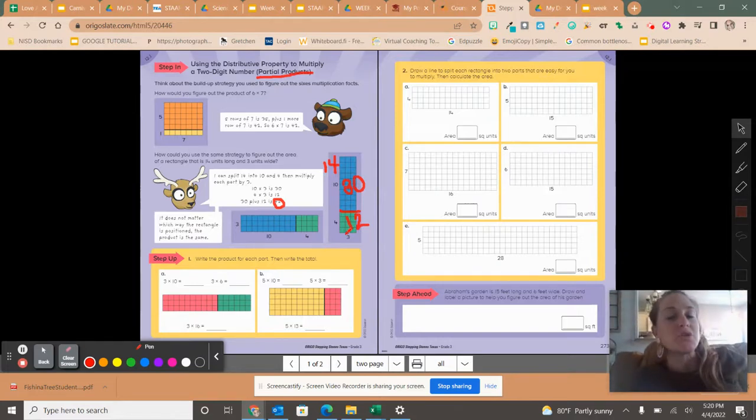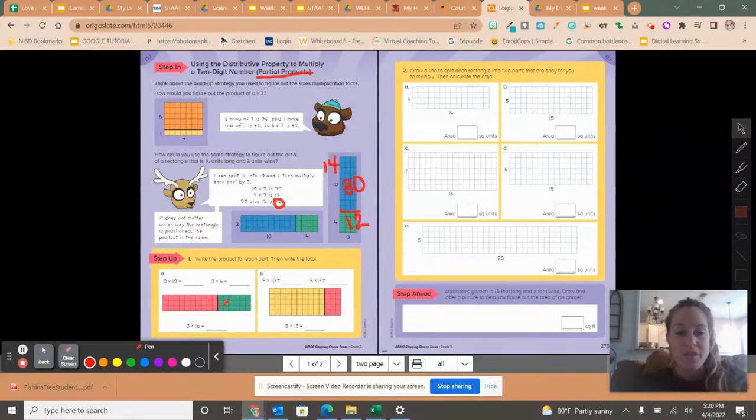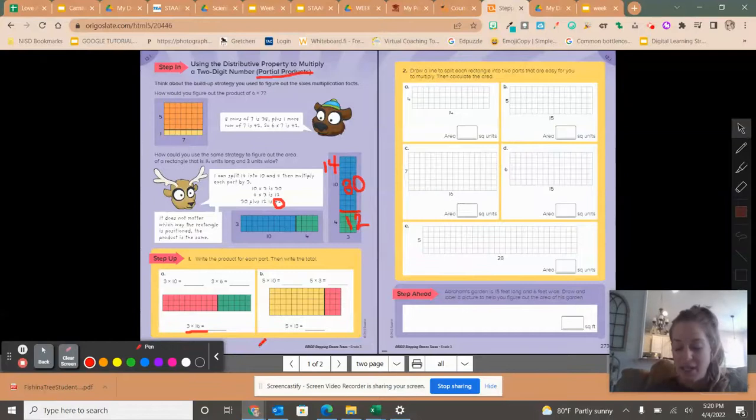So we're going to practice partial product on here. It says write the product for each part, then write the total. So as you can see, the number sentence is 3 times 16. Well, let's say that you can't do that, but you can do 3 times 10. And there's 3 on this side and 10 on this side. And super quick, I know that 3 times 10 is 30.